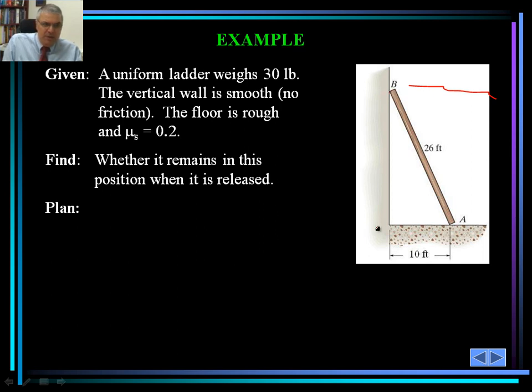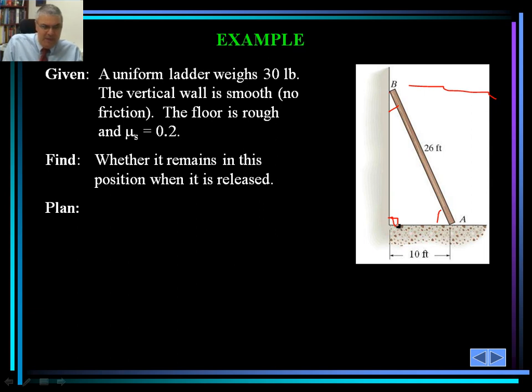So what we try to do is see if this ladder remains in position when it is released. With the information that we have, the weight of the ladder, the length of the ladder, and the distance it is away from the wall, we don't even have the angles, but we can calculate them if we need to. Of course, this angle is 90 degrees. So knowing one of these angles, we can easily calculate the other, knowing that this is a right triangle.